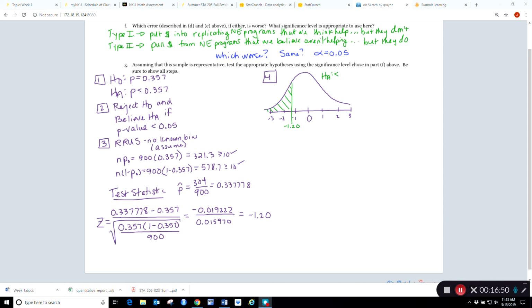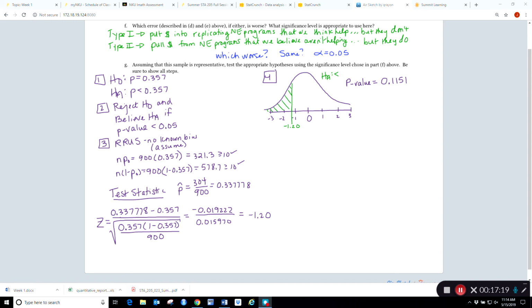So now we're going to get ready to go to the table. Since we are shaded left, I get to go straight to my table, look up the negative 1.20, and what I find there will be my probability or p-value, because again, it's shaded left. So we should find in our table the 0.1151. At this point, all of your math is done.